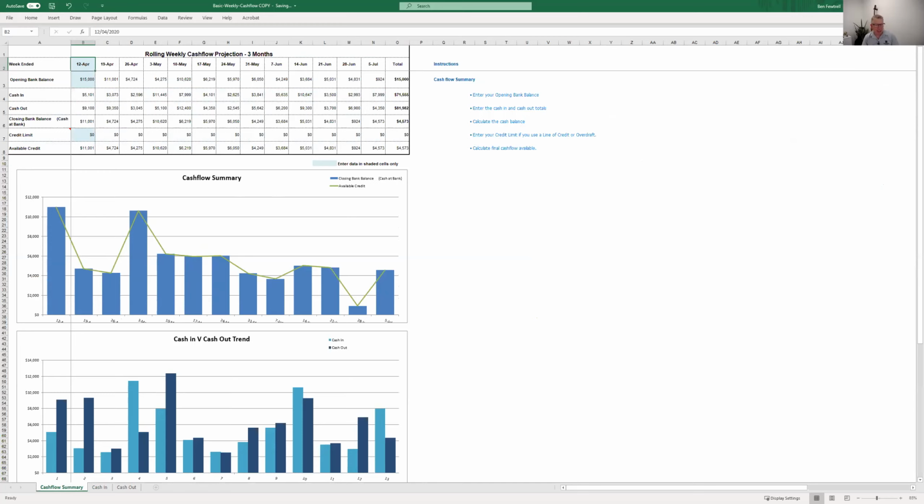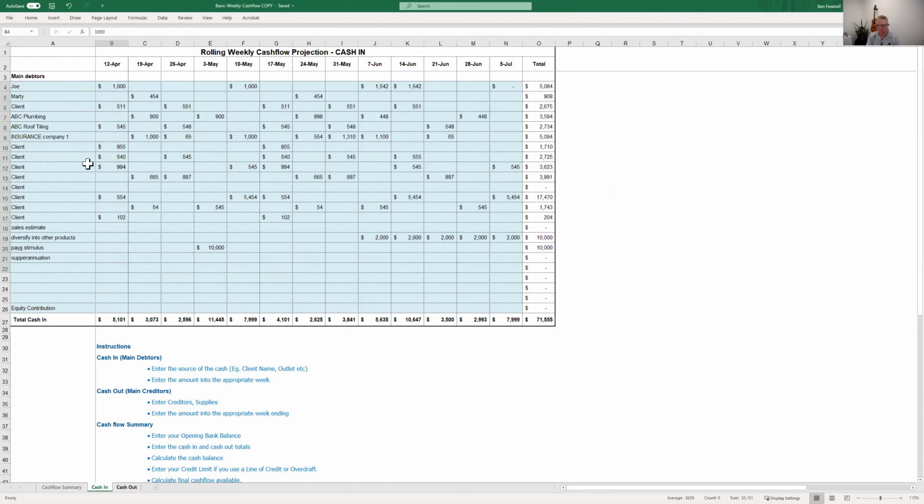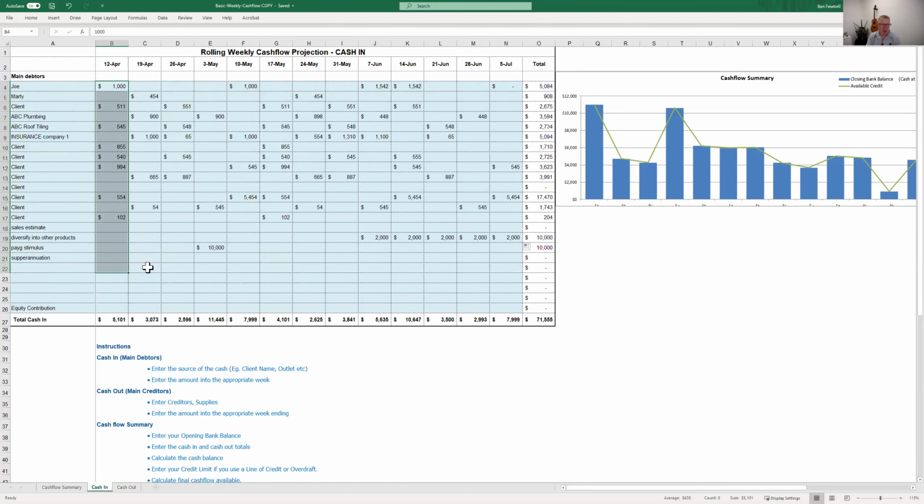And what I suggest is that every week, at the end of the week, so a Monday morning or a Friday afternoon, probably a Monday morning is a good idea, or even a Saturday morning if you've got time, you sit down and you look at the actual numbers in your bank account and you make sure all these numbers are accurate. Same with the cash out. You go through and you make sure all the numbers that are in here are accurate to the dollar. Okay, so when you first do this, it's an estimate. When you get to the end of the week, you can put the actual numbers in.